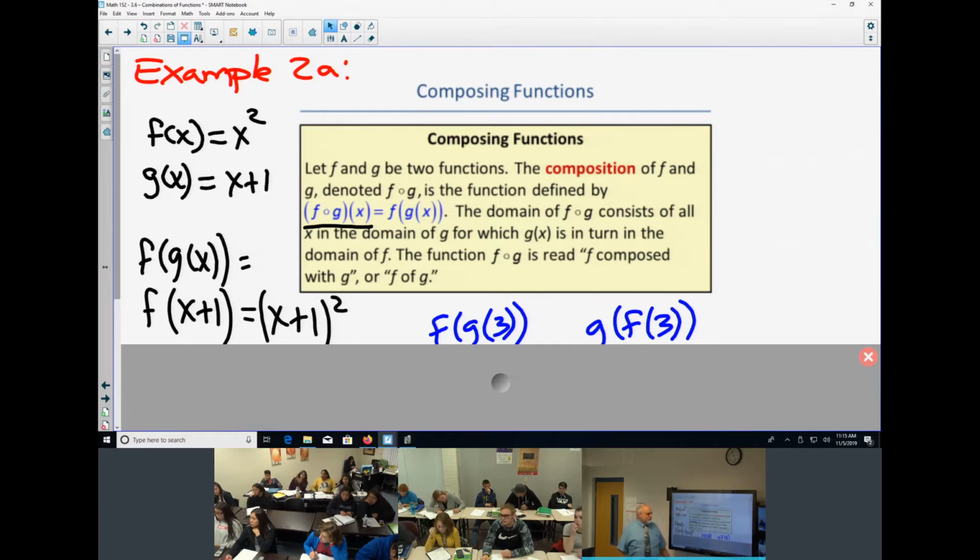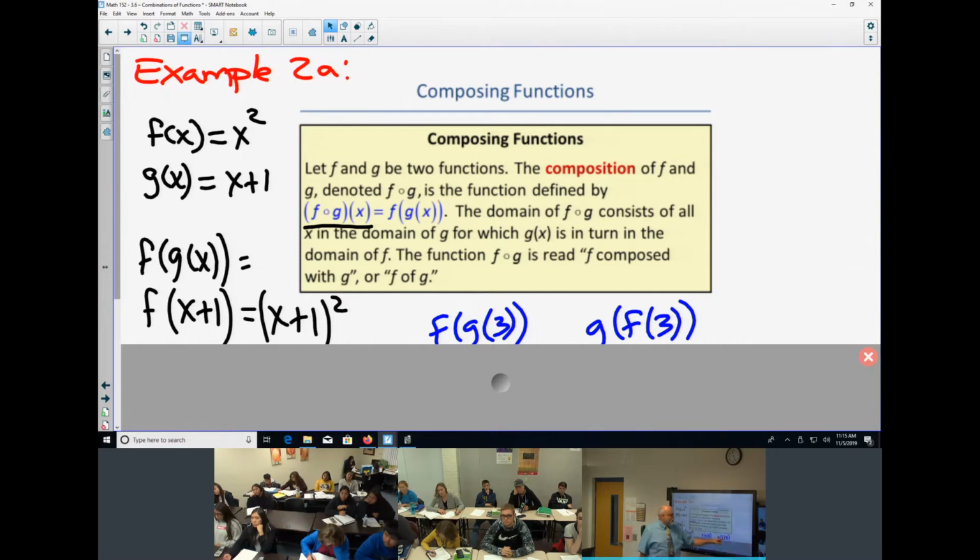All right? Now, let's say I had a number to plug in. So the f of the g of 3 and the g of f of 3. So let's see if they're the same thing. So if I find the g of 3 first, I plug in 3 into the g function and I get 4. Then I take that result and plug it into the f function and get 16.